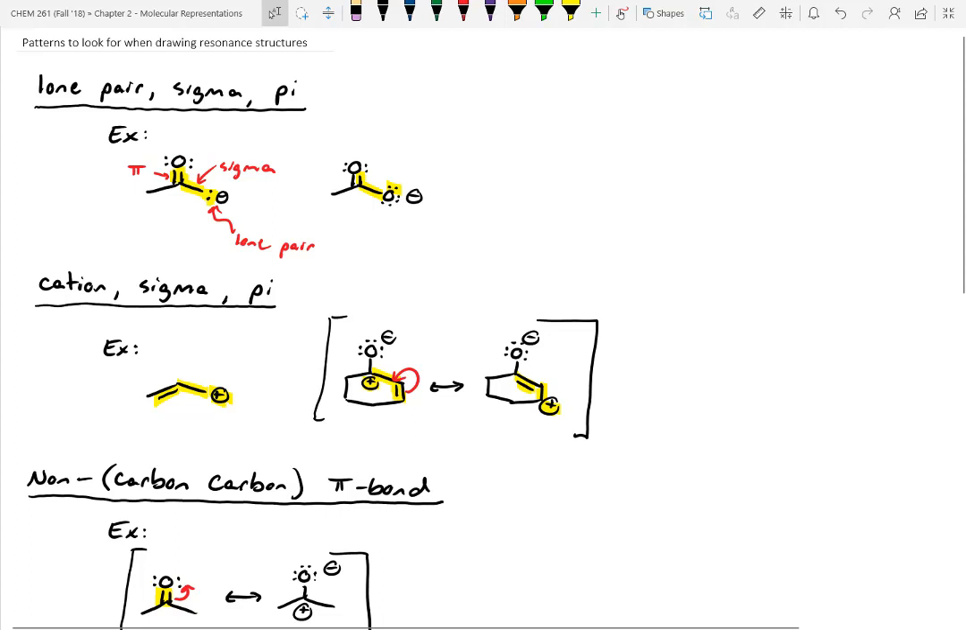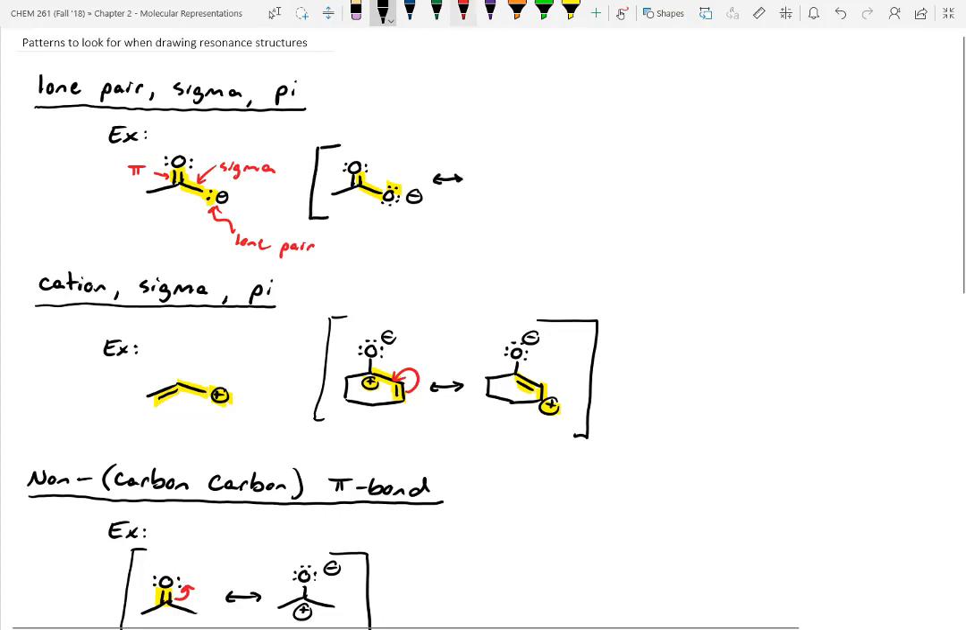All right, with resonance, there are a handful of patterns that you'll see over and over and over again, so I did want to briefly show these to you. The first one is lone pair sigma pi, right? So anytime you see a lone pair attached to a sigma bond and an adjacent pi bond, there's always going to be a resonance structure. So let's try to do one for this.